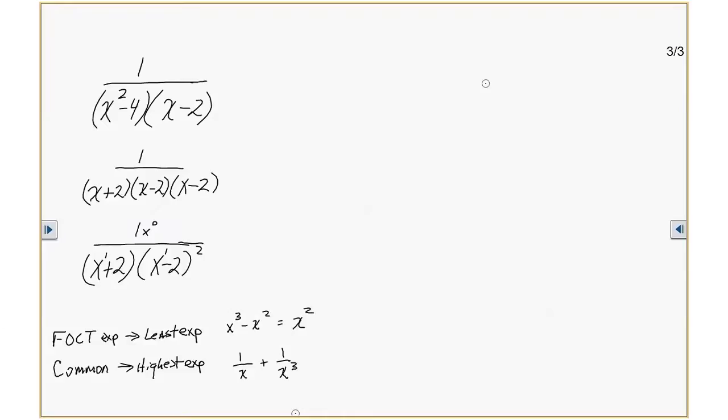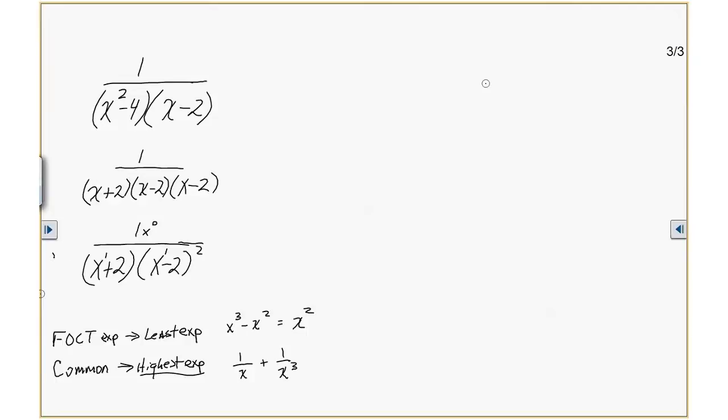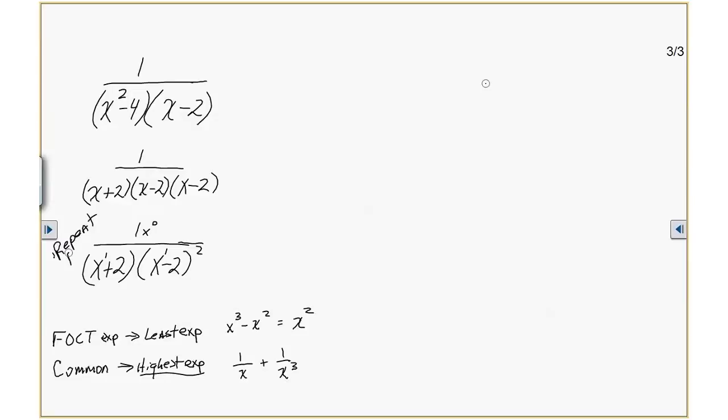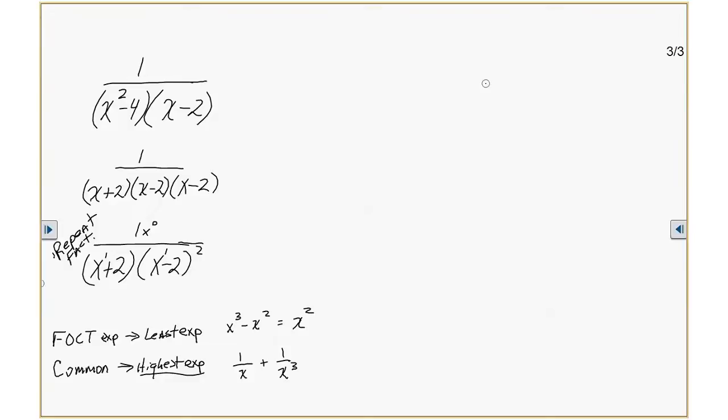You with me? All right. Just remember this, highest exponent. So what's the highest exponent with x minus 2 and x minus 2 quantity squared? 2. So you've got to work your way up. So when you have repeating factors, you've got to build up. Write that down, build up.